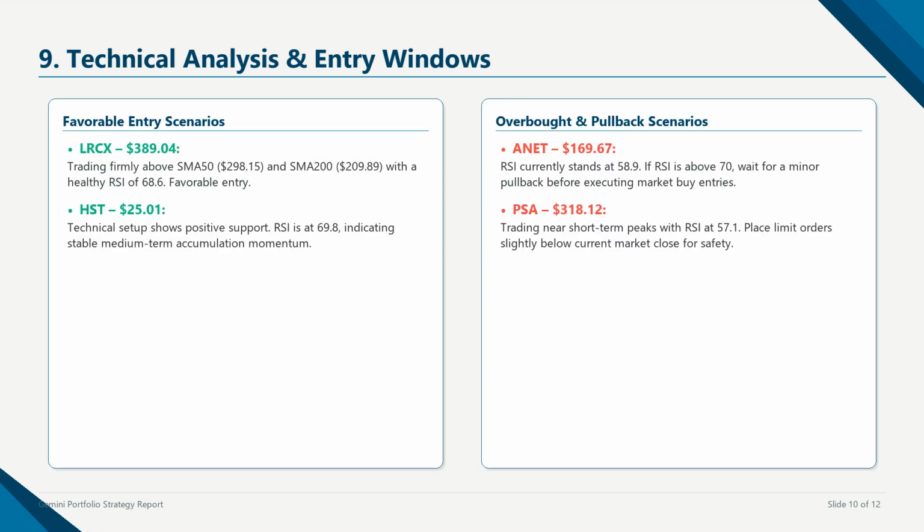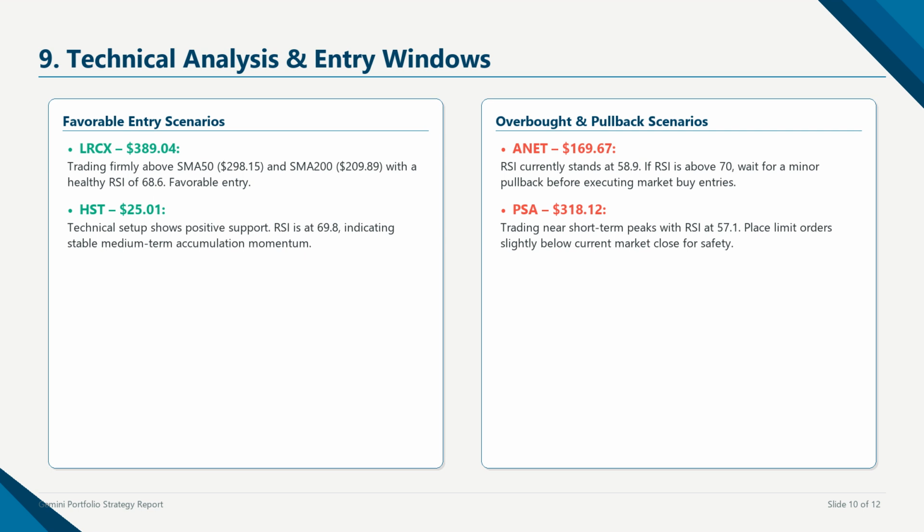Let's review the technical entry windows for these trades. LRCX is trading at $389.04, well above its moving averages, suggesting a favorable entry at market. HSD is also trading in a supportive technical zone. ANET has a slightly elevated relative strength index of 58.9. We suggest placing limit orders slightly below current market close to capture minor intraday pullbacks. Lastly, PSA presents an attractive entry point near support, trading close to its 50-day moving average.